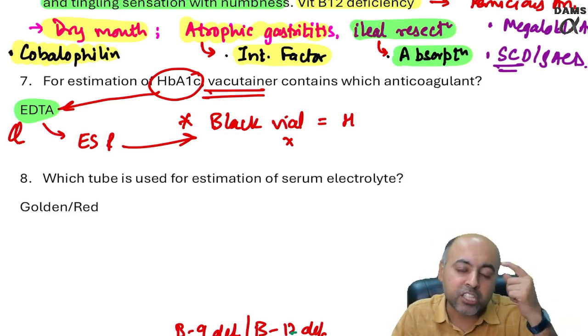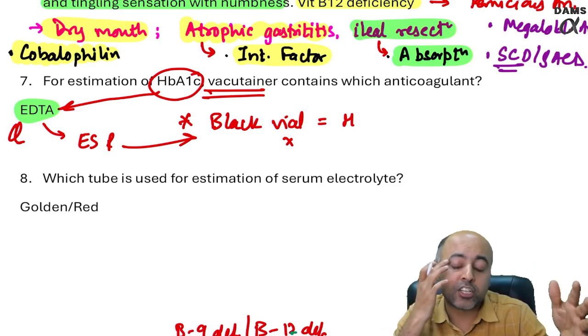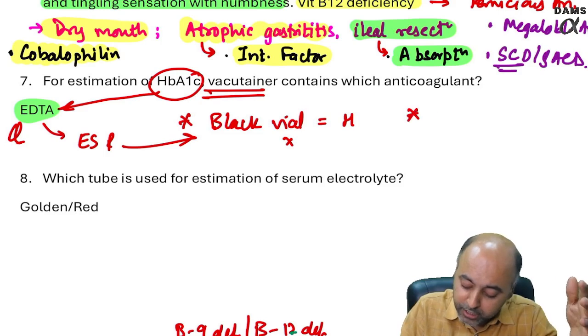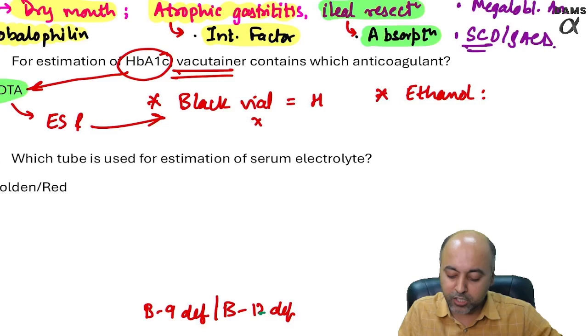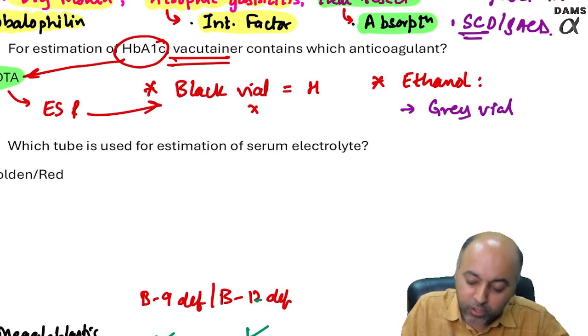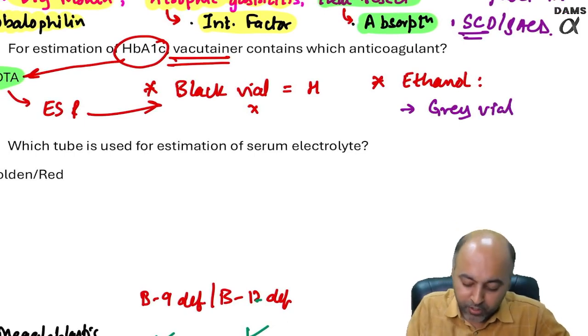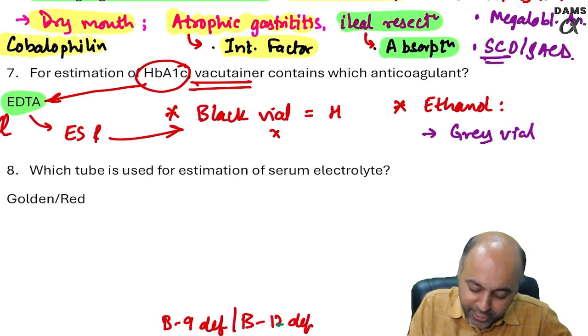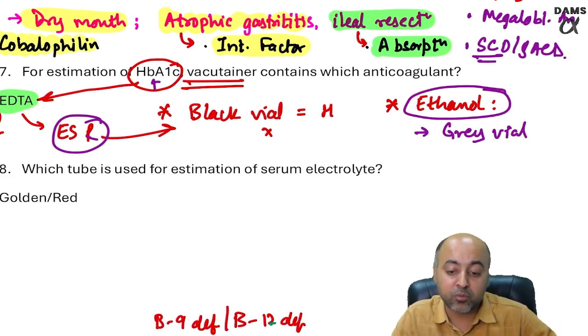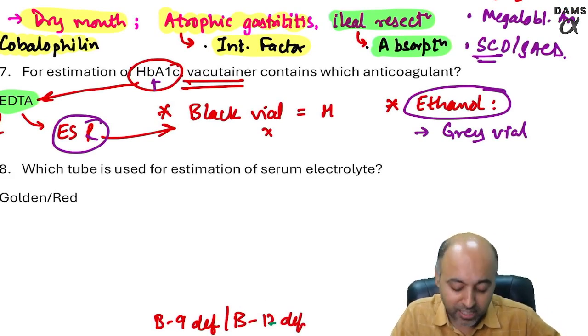These you have to remember, which are extra. Otherwise, the routine vials that you remember are more than enough. One extra test you have to remember is for ethanol in blood. How do you estimate ethanol in blood? Which vial are you going to collect the sample in? For this, you have to remember the gray vial. These are the only three extras you have to remember: what is to be done for HbA1c, what is to be done for ESR, and what is to be done for ethanol estimation. For ethanol you use the gray vial.